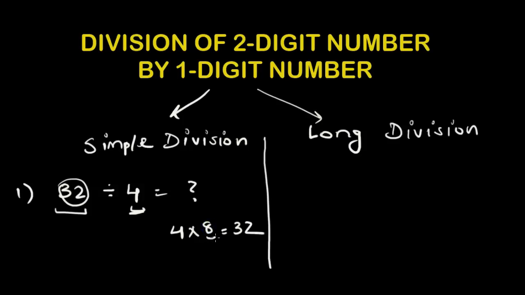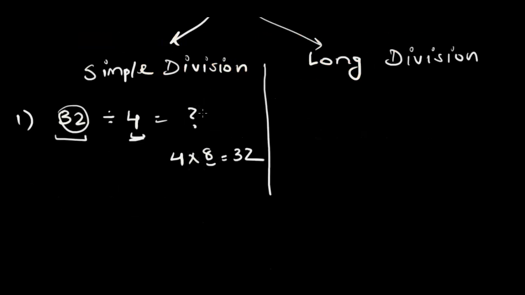For division, it's very important that we know the tables thoroughly. So before doing division or multiplication questions, I would recommend you learn all your tables from 2 to 12, or 2 to 10 at least. Therefore, the answer is 8.